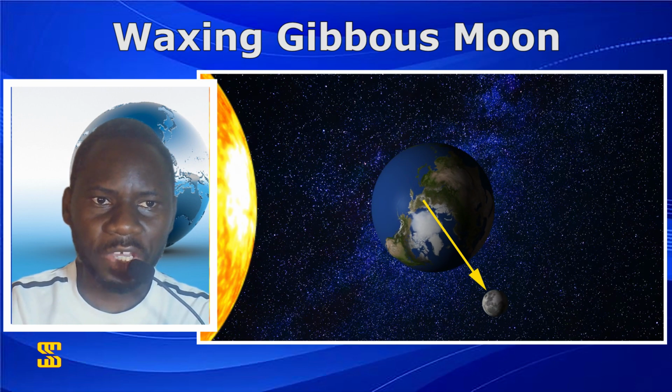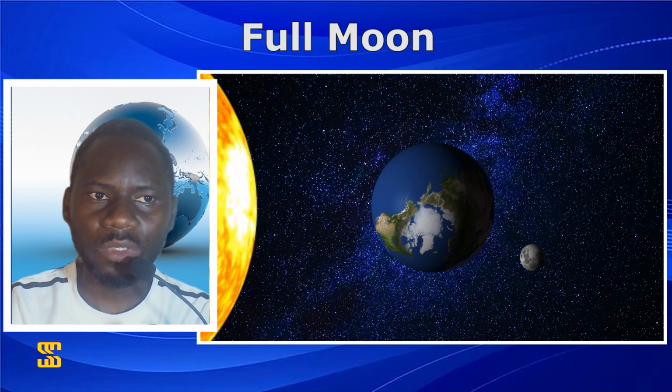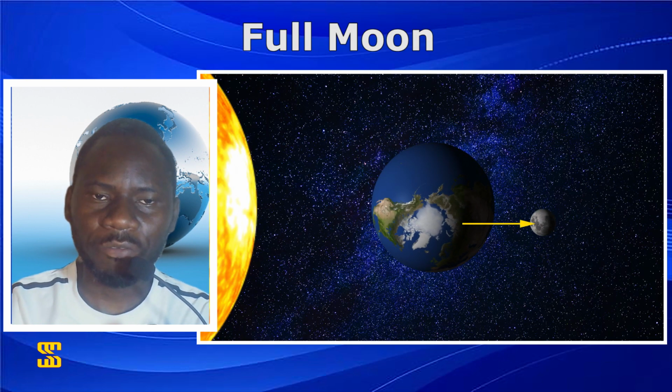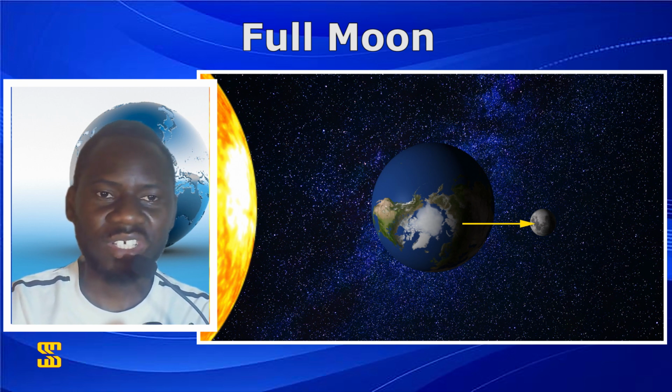The fourth phase is the waxing gibbous moon. This is the phase in which the moon grows bigger than a semicircle but not a complete circle. In this phase, the moon rises around 3 p.m. and sets around 3 a.m. The moon keeps on growing to the full moon, so the fifth phase is the full moon.